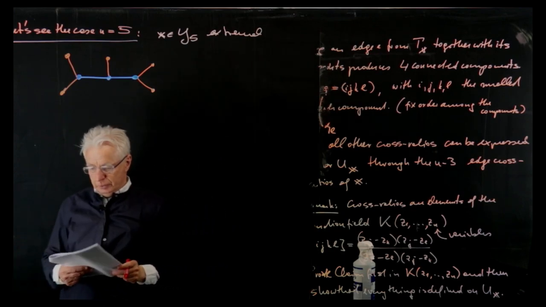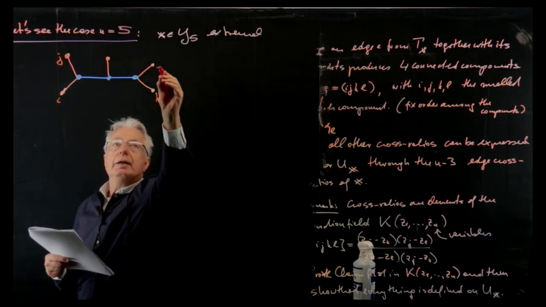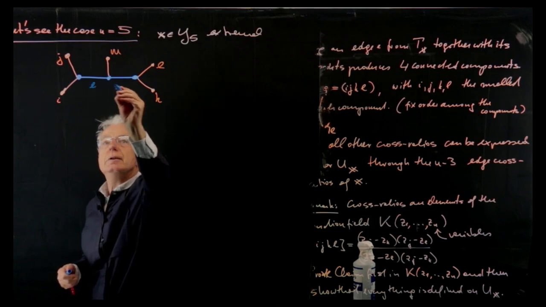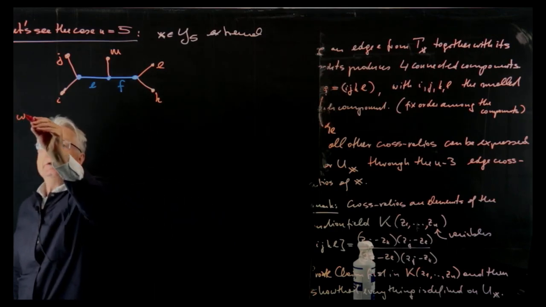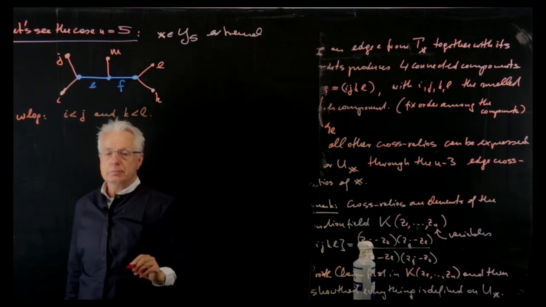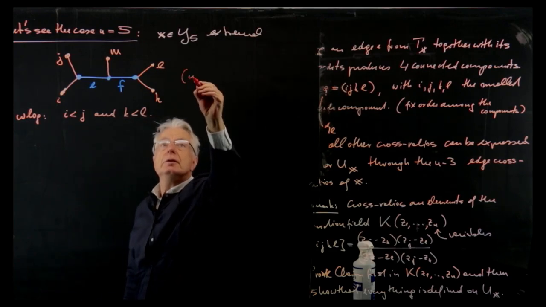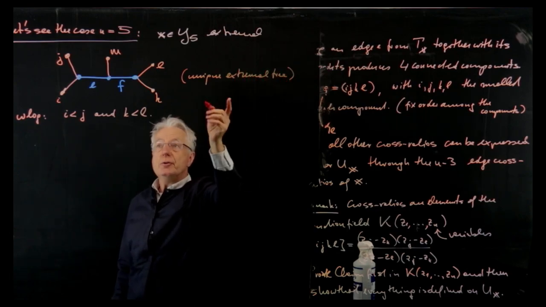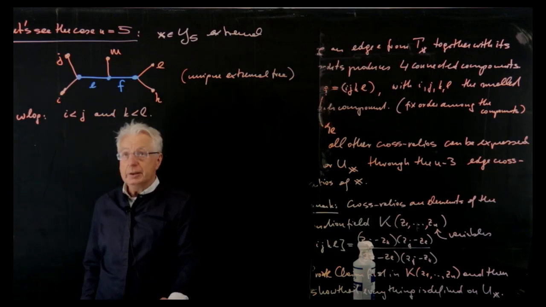And now, I need to put some labels, i, j, k, l, and m. And then we have two edges, which I call e and f. We may, without loss of generality, assume that i is less than j and k is less than l. Of course, this does not matter. So that's a unique extremal tree. For n equals 6, you already have a bunch of extremal trees, and you have to find a general argument to proceed. Okay.